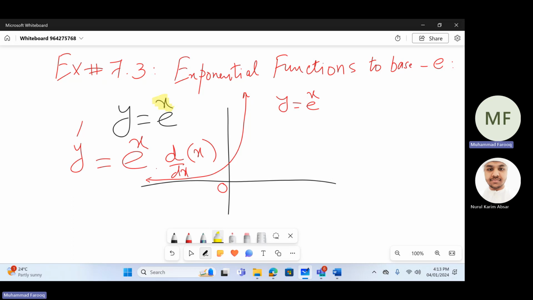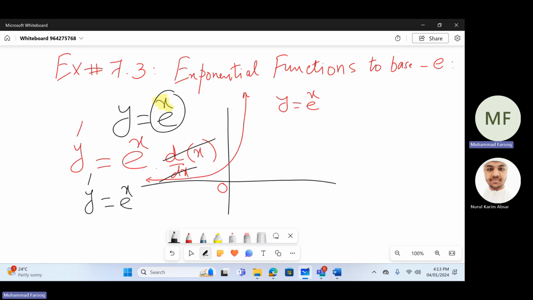Because power is x. So when you differentiate x, the derivative is 1. That's why the derivative of e^x is e^x. Okay? That's why. And this is the concept. So y prime is e to the power x.